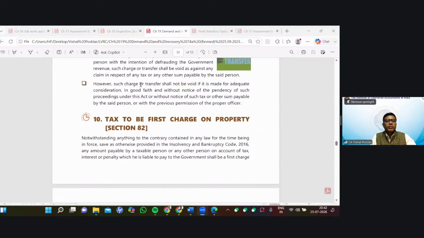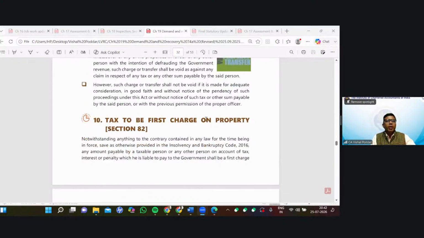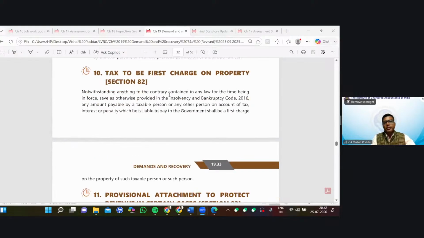So such charge or transfer shall be treated firstly as void. This is the first provision. However, it further says it shall not be void if it is made for adequate consideration, in good faith, and without notice of pendency of such proceedings under the act. The first part says such transfer will be void because you have done it with the intention of defrauding the government. However, it will not be void where it is a genuine transaction done in good faith and for proper consideration.